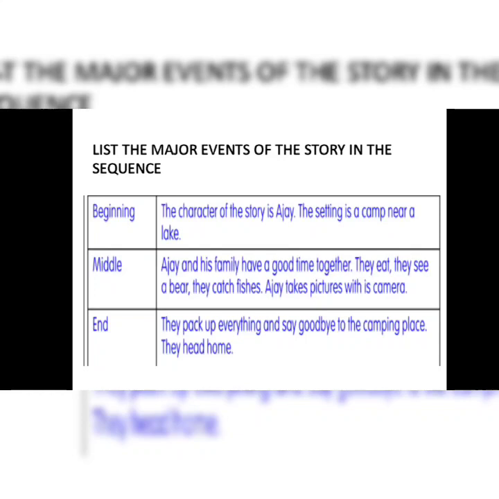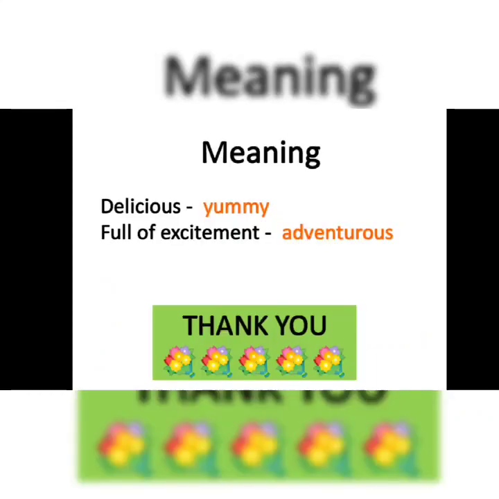Okay, students. And in the last, we were asked the meaning of the word in the sentence, Ajay's family enjoy a delicious meal together. So what is the meaning of delicious from the story? In the options we have yummy, so the answer is yummy. And next, which word means full of excitement? If you can see, it's adventurous. So these two meanings were asked from the story. If you have read the story, you have answered it correctly.